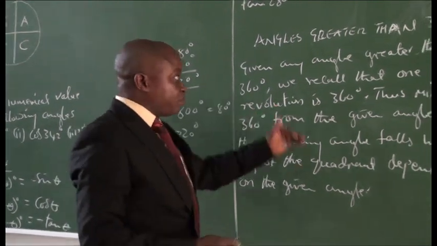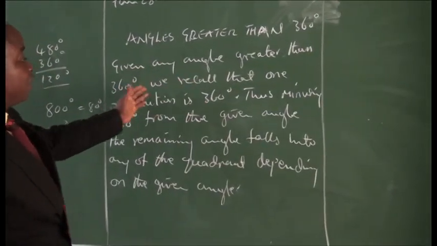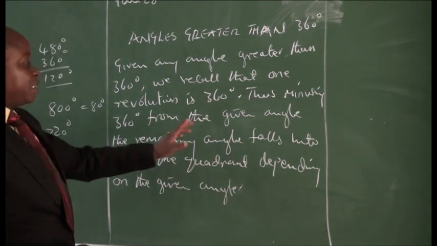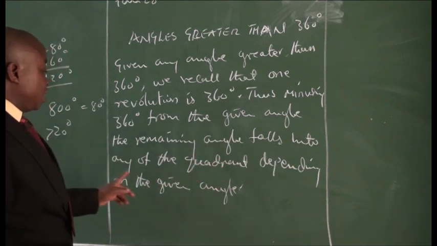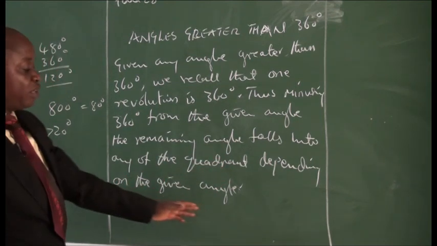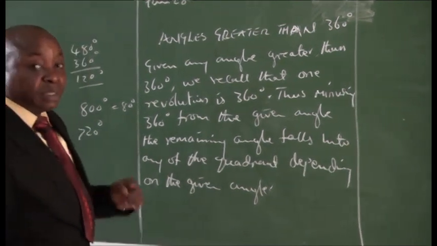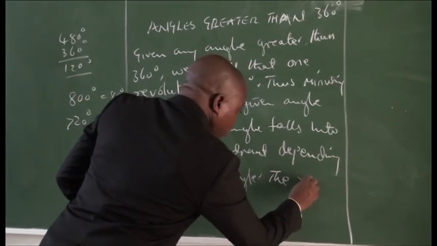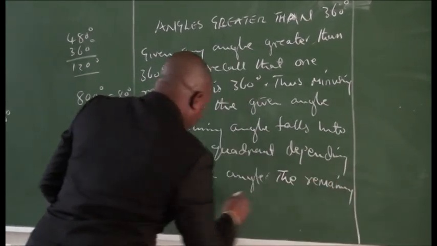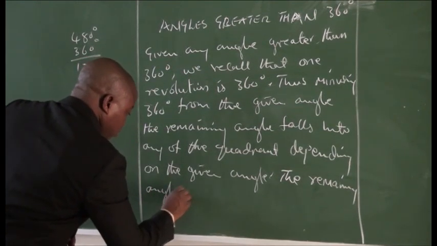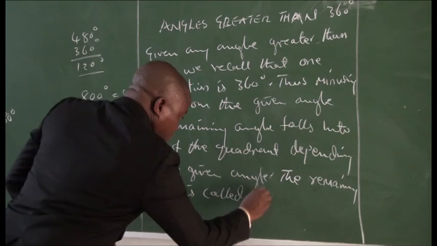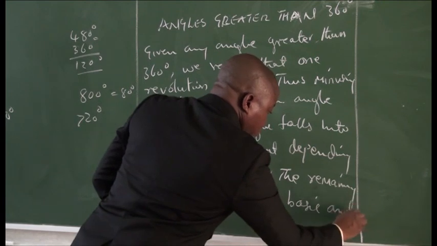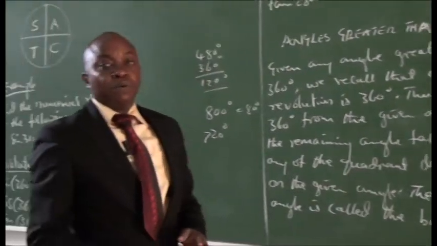That is what I'm trying to say here, that given any angle greater than 360, we recall that one revolution is 360. Thus, subtracting 360 from the given angle, the remaining angle falls into any of the quadrants depending on the given angle. The remaining angle is called the basic angle. So I have to put that down.